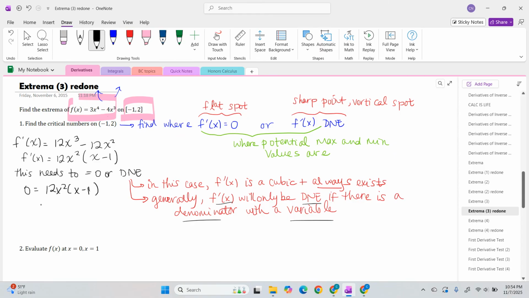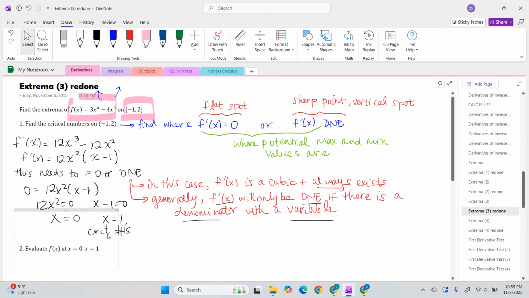So in this case, I don't have to worry about that. So x is 0 and x is 1. These are my critical values, okay? So usually I'll just label them critical numbers.